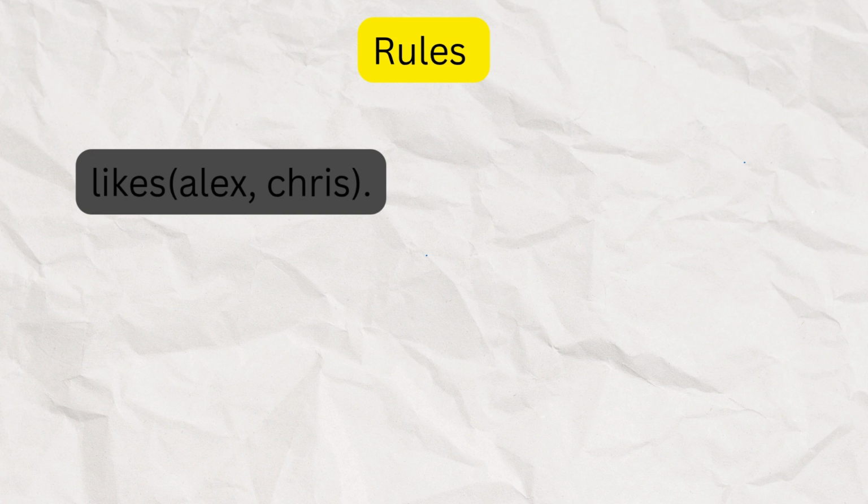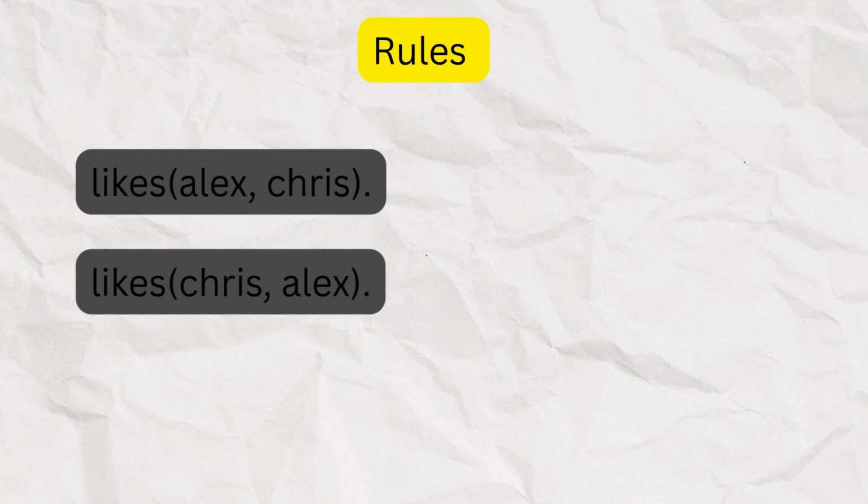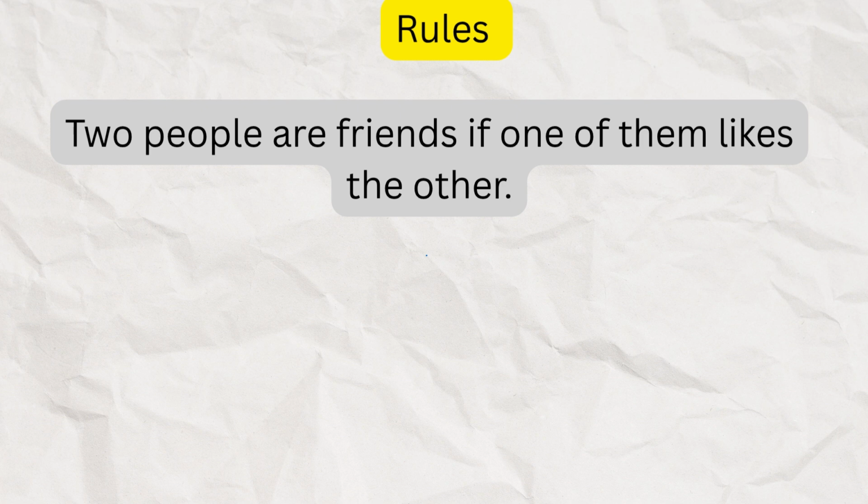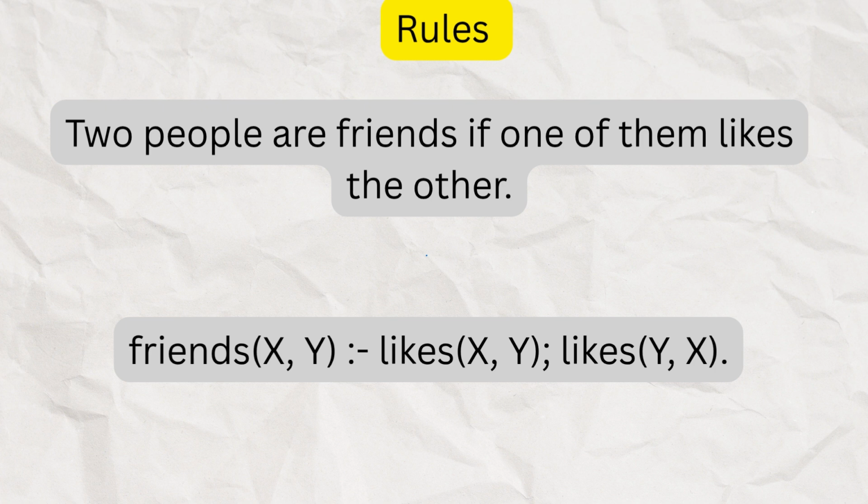Now let's move on to rules. Assume we have the following facts. Alex likes Chris and Chris likes Alex, Sam likes Mia. Now we want to create a rule of friendship. We might say two people are friends if one of them likes the other. So in Prolog we'll write this. This means X and Y are friends if X likes Y or Y likes X.